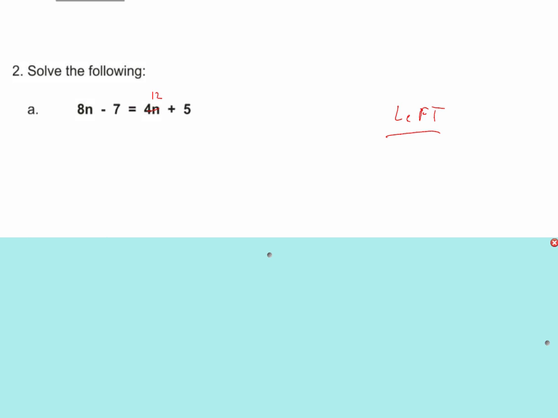Just say it if you know it. Add what? Tell me what to do. How would I move it? Negative 4n. Don't give me the numbers. Add what? To what? To both sides. Okay. So if I want to move the 4n, how do I move it? I add negative 4n to both sides.